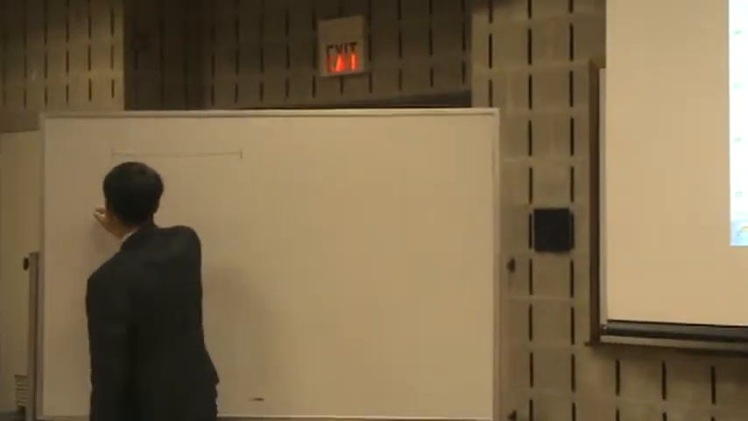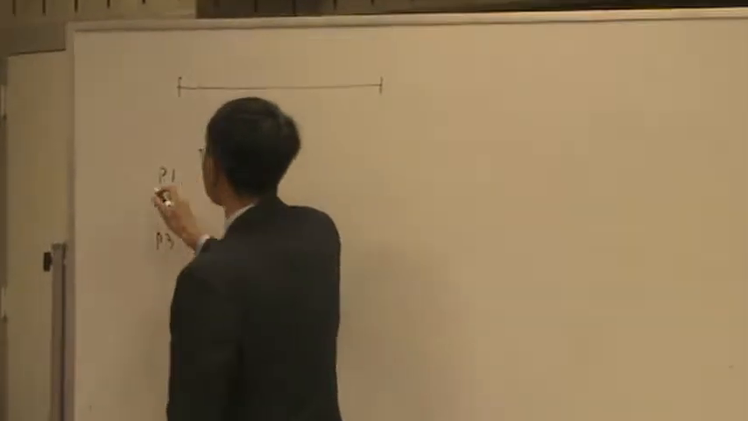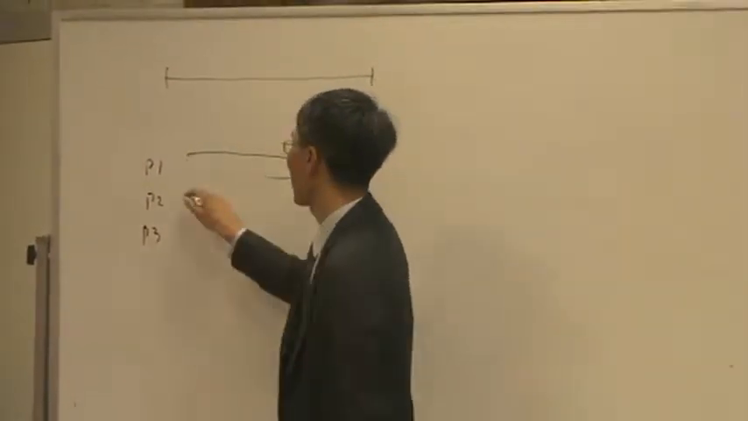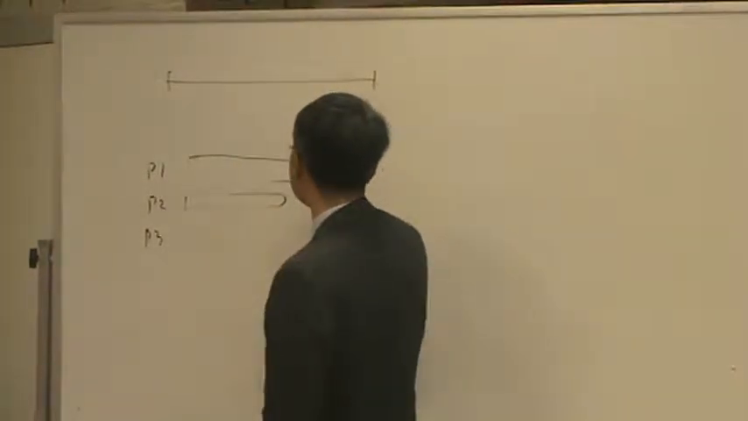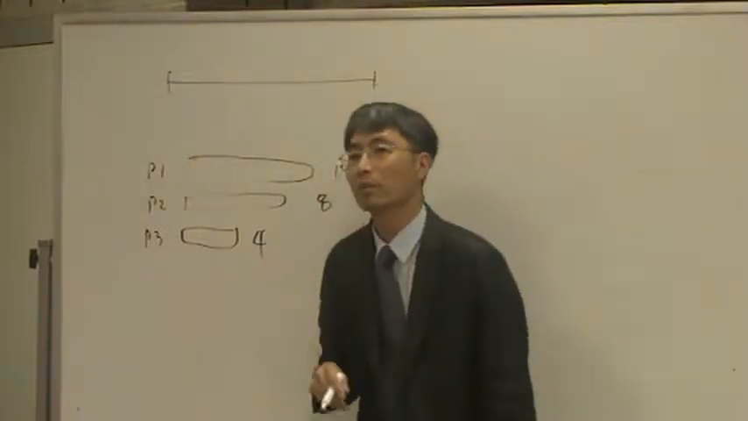So we have the CPU time. Okay, we had process 1, process 2, process 3. Process 1 needs, for example, 10 CPU burst time. Process 2 needs 8 CPU burst time. Process 3 needs 4 CPU burst time.